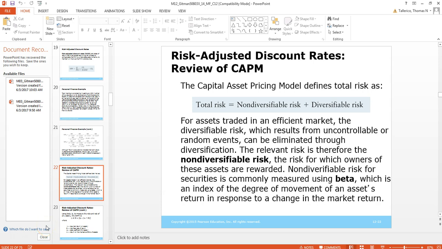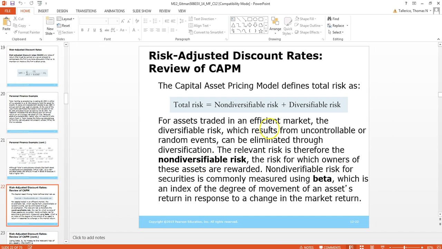So hello everybody. I want to go over a couple more things in chapter 12. This is where we left off the other day, and we were talking about total risk being equal to non-diversifiable risk plus diversifiable risk. Then I said, well, every stock has a beta, and beta is an important thing. It tells you about the risk of a particular stock.